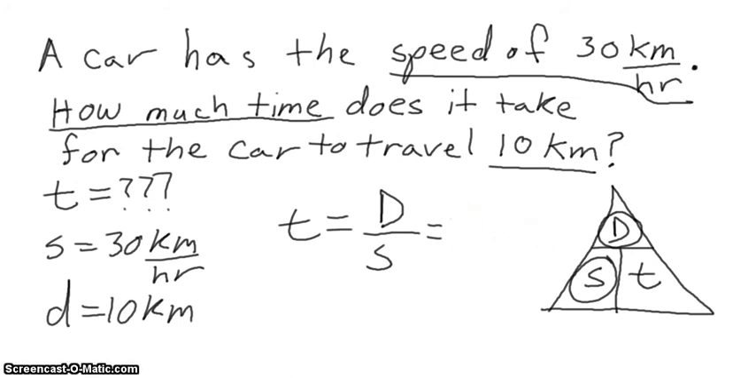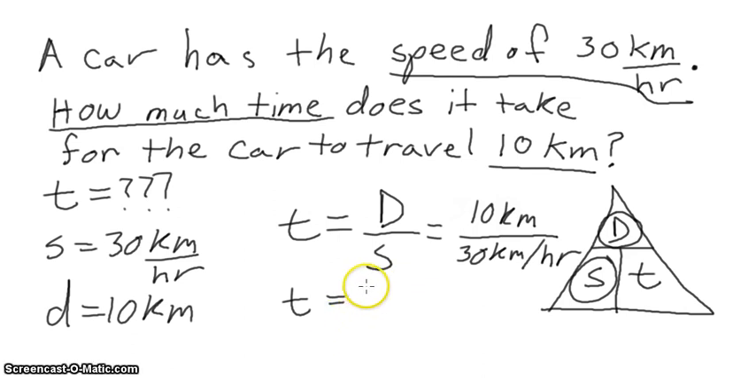Okay. Distance is 10 kilometers. And I divide that by our speed, which is 30 kilometers per hour, right? And I get a time equal to 1/3 of an hour, or 0.33 hours if you did it on your calculator. Okay? So, practice hard. I think you'll be able to get it. We'll do lots of practice in class. Don't worry.